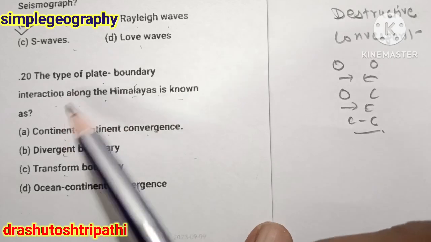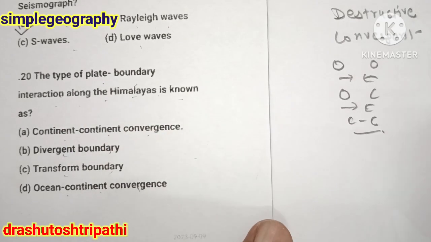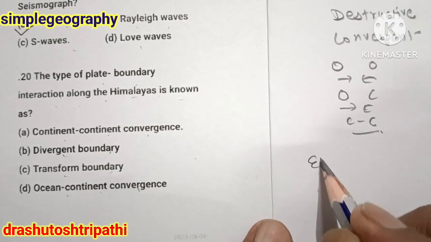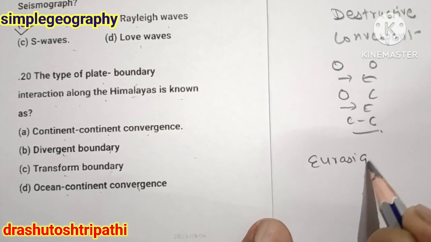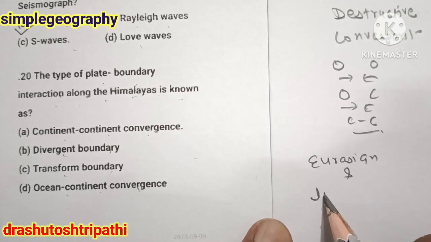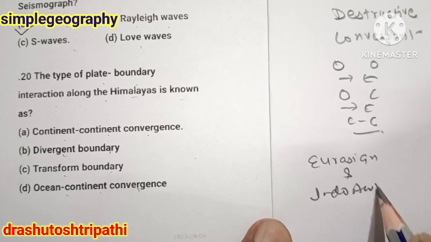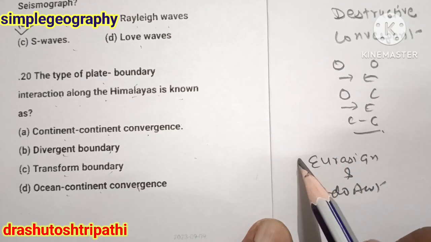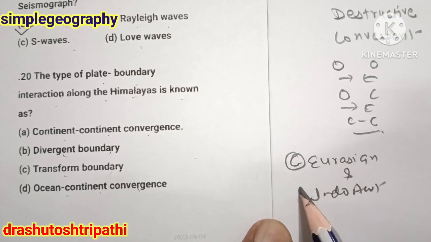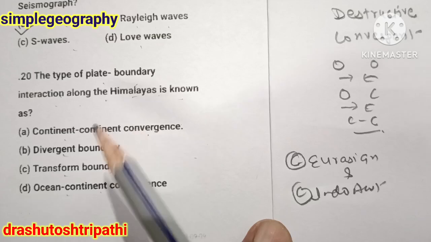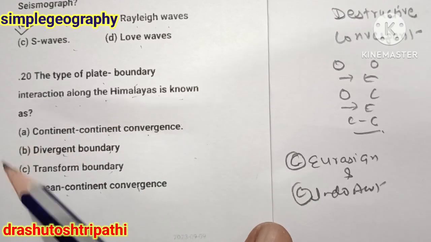See the example. The Himalaya is the result of collision between the Eurasian and Indo-Australian plate. What does it mean? It means it is also a continental plate. It is also a continental plate. So the answer is continent-continent convergence.